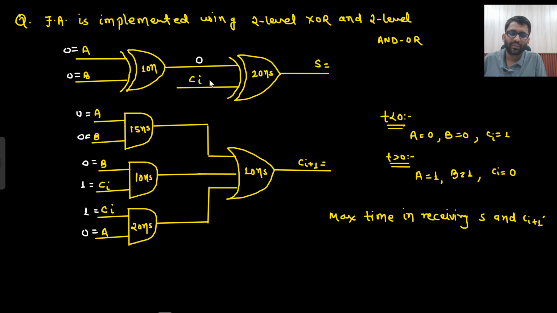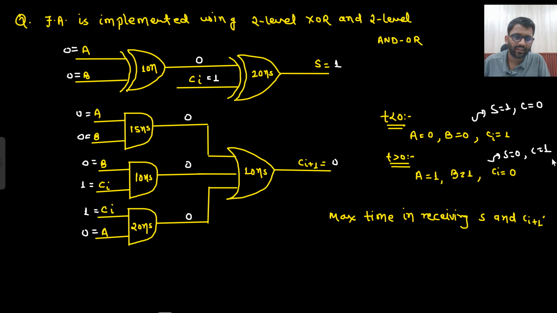So before that this was 0 only and this was 1, right? So sum was 1 and carry was 0 only. 0, 0, 0. So carry was 0. In this case sum was 1 and carry was 0, and in this case sum is 0 and carry is 1. Okay, so these are changing. The sum is going from 1 to 0, this will change from 1 to 0 and this will change from 0 to 1. So certainly it will take some time to change.